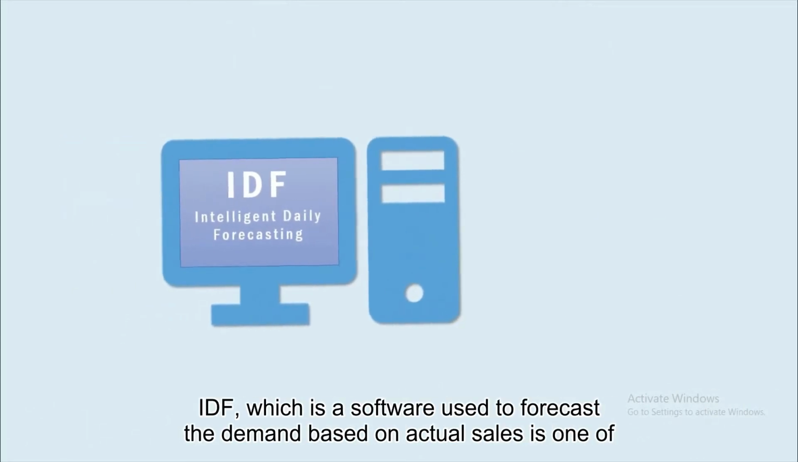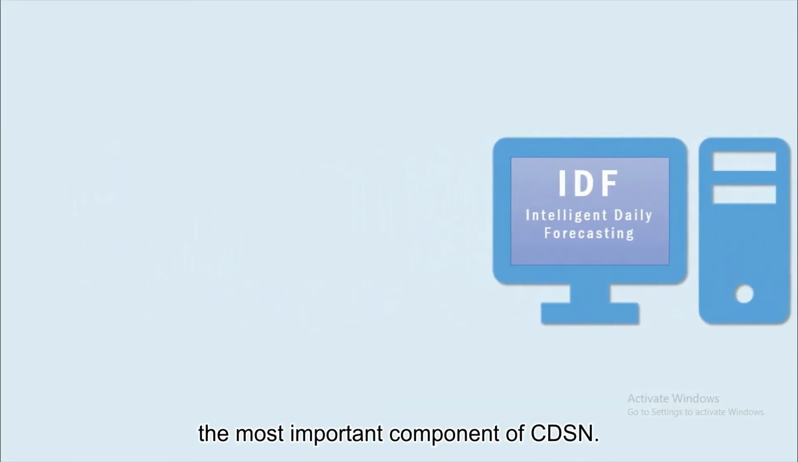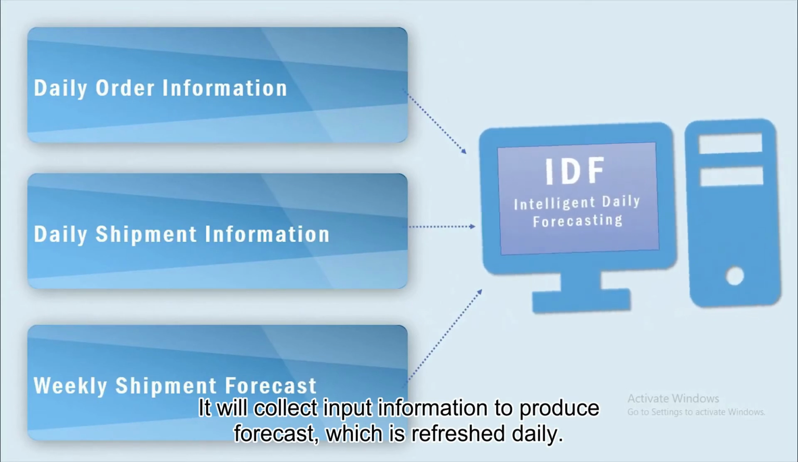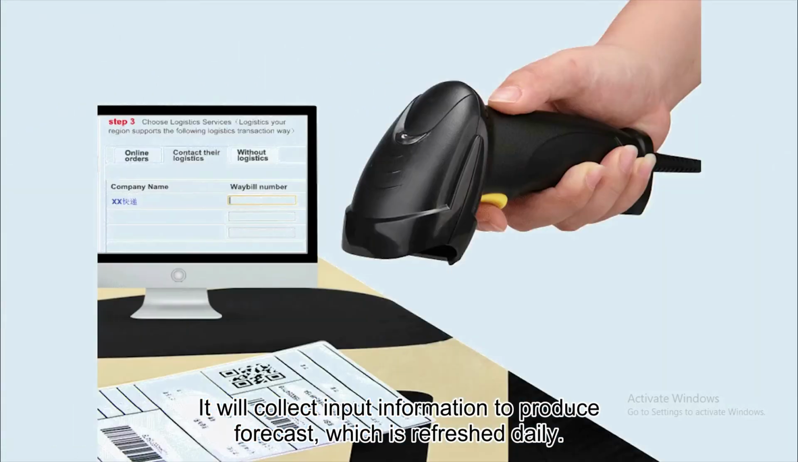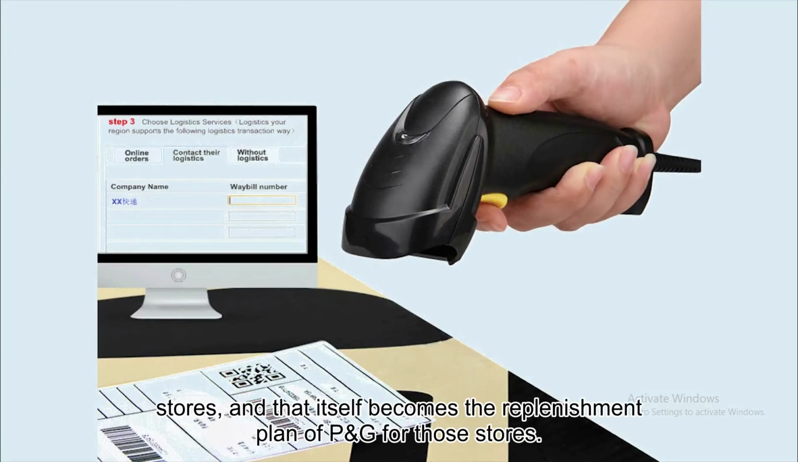IDF, which is a software used to forecast the demand based on actual sales, is one of the most important components of CDSN. It will collect input information to produce a forecast, which is refreshed daily. IDF tracks daily demand picked up from the scanner data at the point of sale across different stores, and that itself becomes the replenishment plan of P&G for those stores.